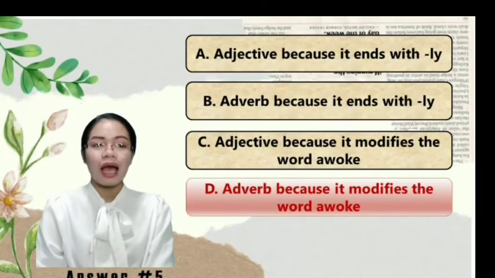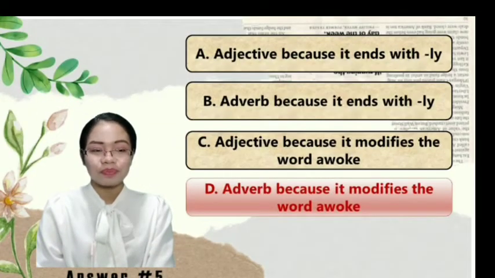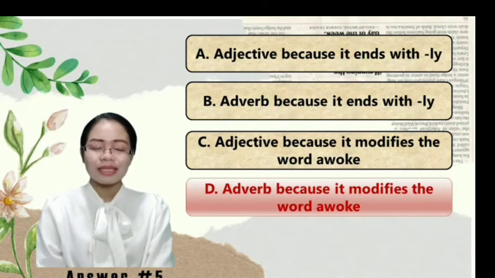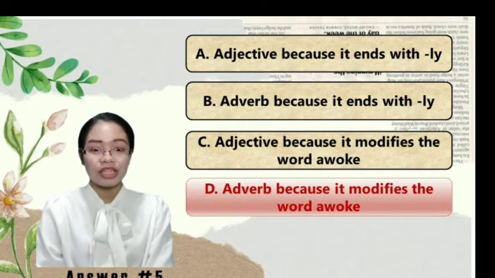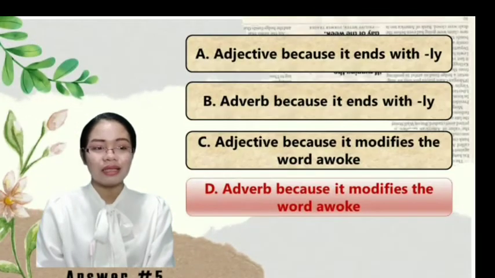Why? It's because awoke is a verb, while early is an adverb that modifies the word awoke, which is again the verb. Take note that adverbs modify another adverb, verb, or adjective. But adjectives only modify nouns and pronouns. So basically, letters A, B, and C are not the correct answer. It's letter D, because early is an adverb that modifies the verb, which is awoke. So technically, adverb because it modifies the word awoke.